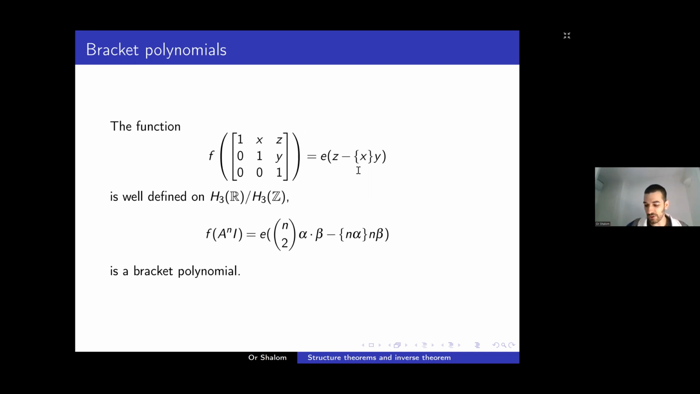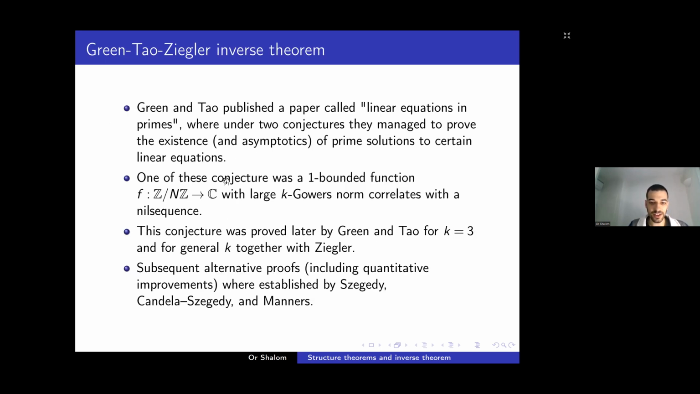So large correlation with a nil sequence implies large correlation with bracket polynomial. Large correlation with bracket polynomial implies large correlation with a nil sequence. So they're essentially the same. So Green and Tao conjectured that what we see in the infinitary world, we should also see in the finitary world. And eventually they also proved it.